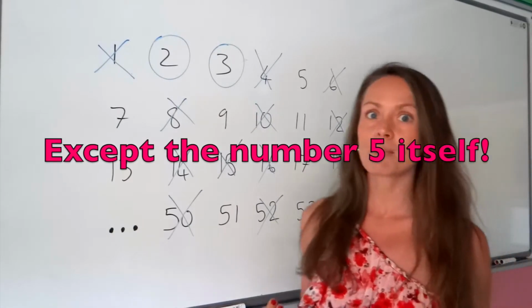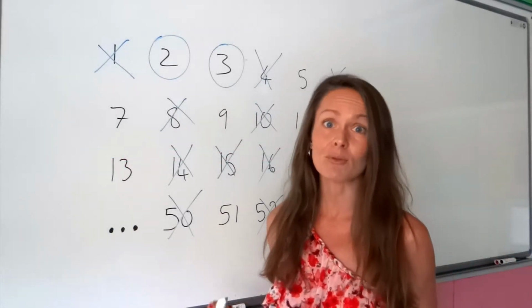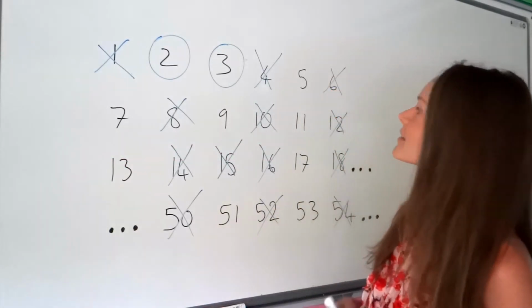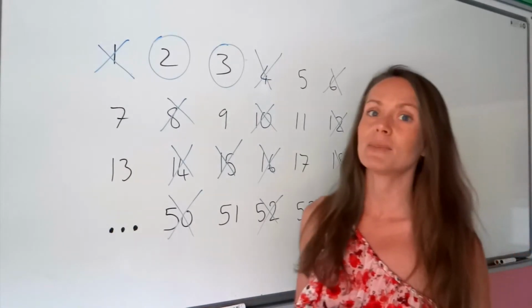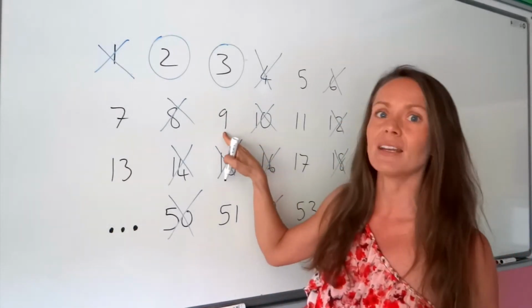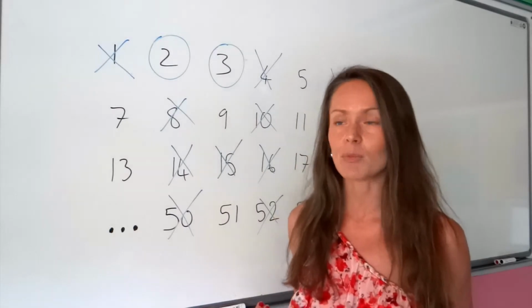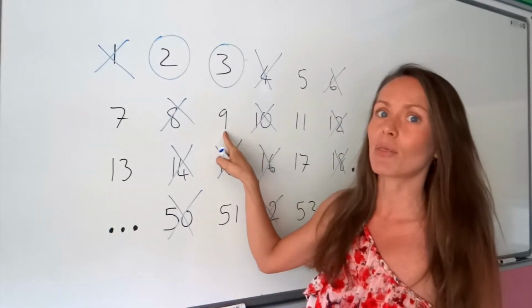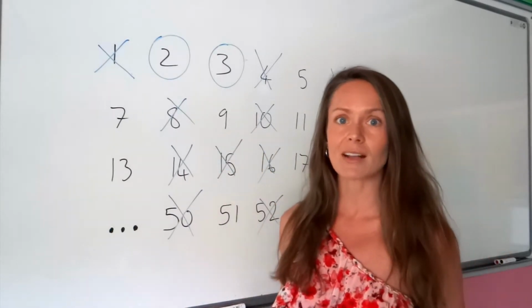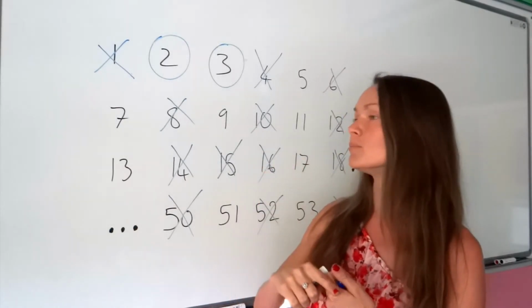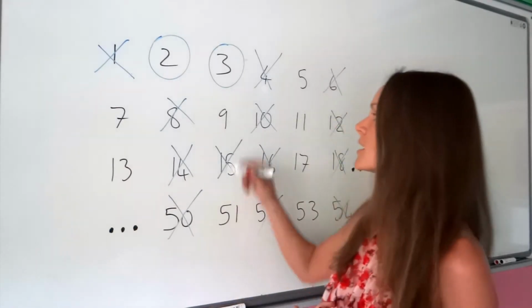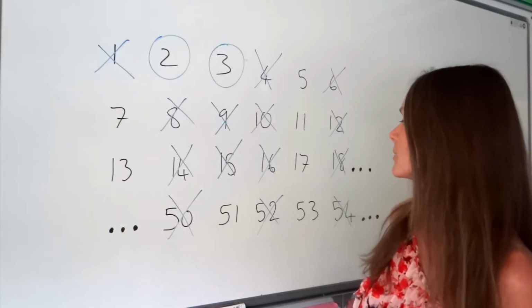Then it's really just a matter of knowing your times tables well. So if you recognise a number from a times table, for example, this number 9, I know it's in the 3 times table. So I can divide this number by 3. It has more than two factors. You can do 1 times 9, but you can also do 3 times 3. So this one is not prime.